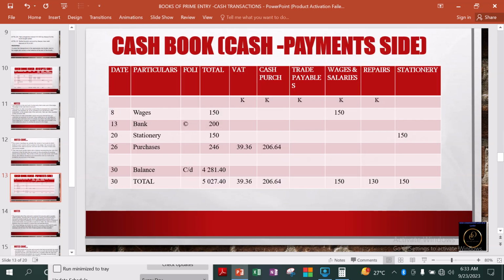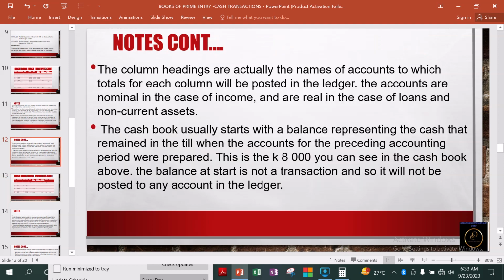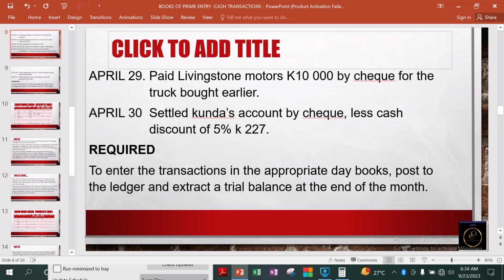So we see that stationery was paid for to the tune of 150 there. Okay, and it's analyzed to record that this is a stationery payment. Okay. We move on to look at the next transaction.